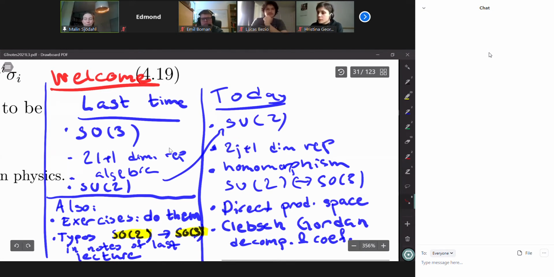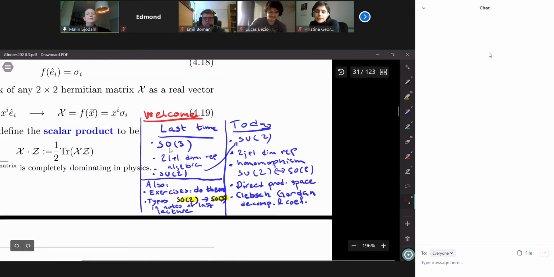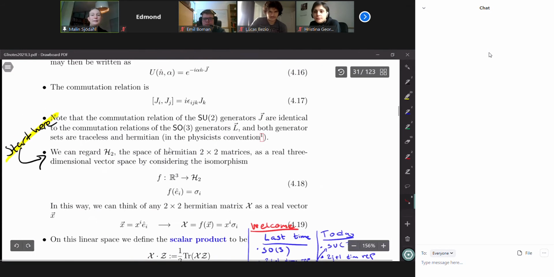Then we will also spend a lot of time and definitely a lot of pages discussing the direct product space. We will encounter the Clebsch-Gordan decomposition of this direct product space and the Clebsch-Gordan coefficients that you should recognize from other courses. So any questions or comments before we actually start? Okay, then let's start where we ended last time.